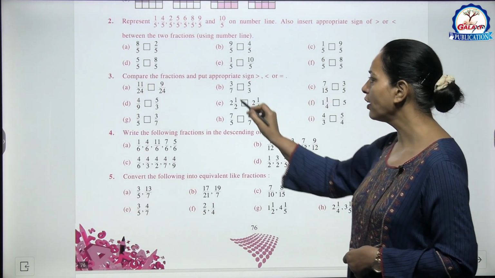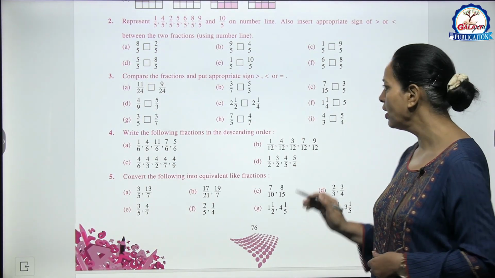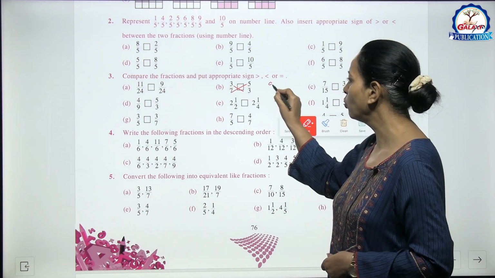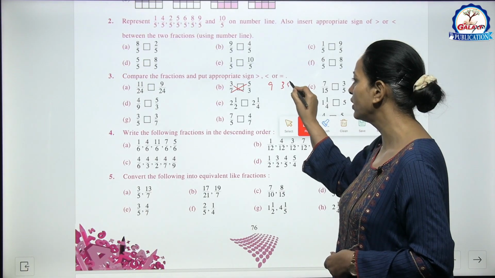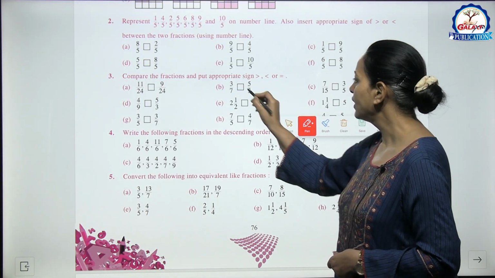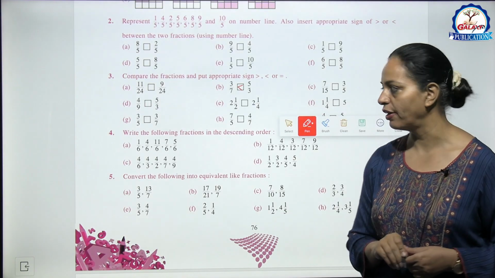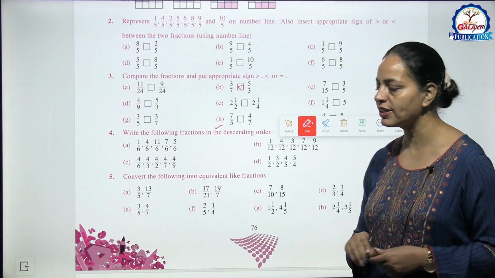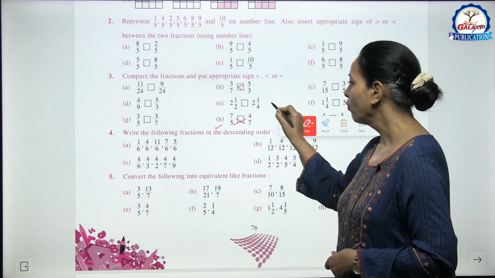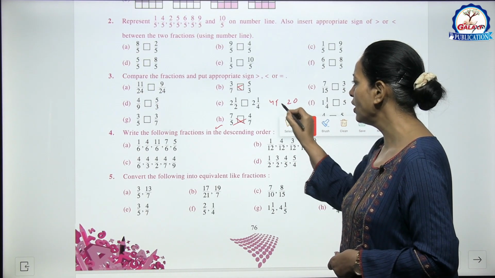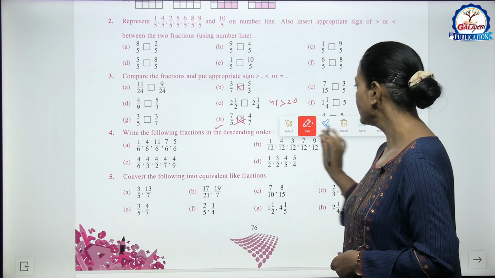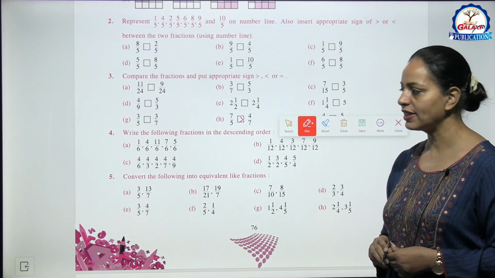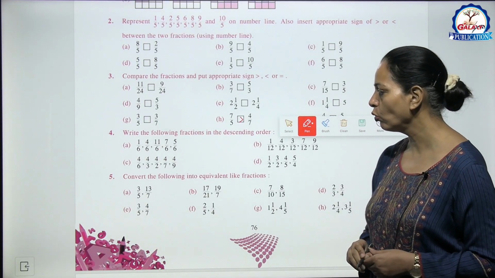Like here B part, 3 by 7 and 5 by 3. What to do? Cross multiply. What will you get? 3 into 3 is 9, 7 into 5 is 35. So it means this one is greater. Okay. Now here like H part, 7 upon 5, 4 by 7. Cross multiply, 49, this is 20. So the first one is greater. 7 by 5 is greater than 4 by 7. Similarly, you can try the fourth question.